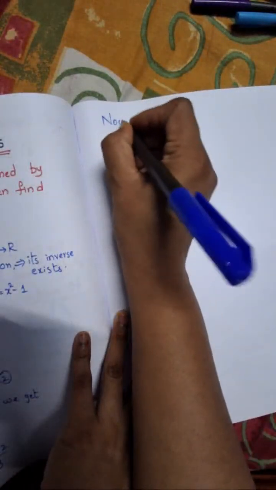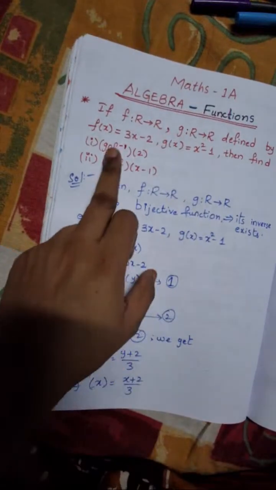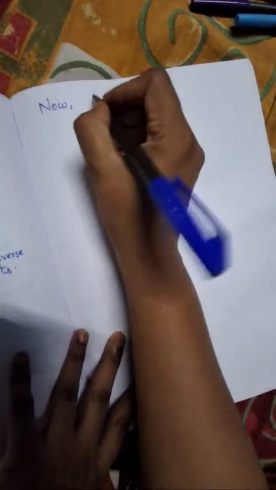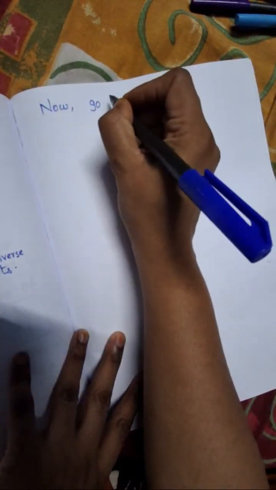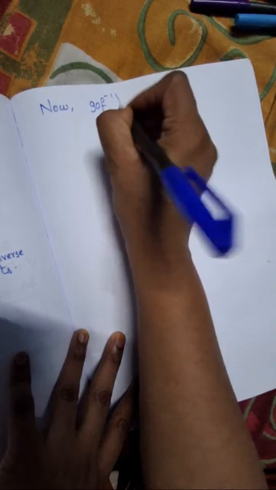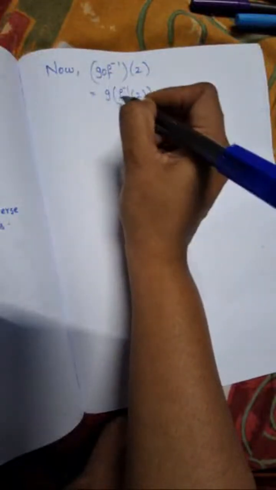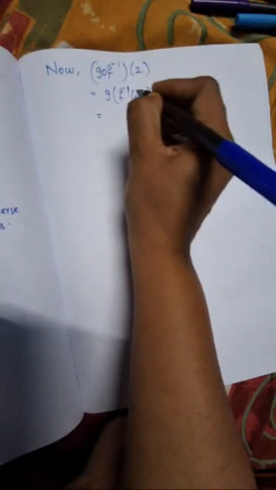Now we have to find what in the question? G circle f inverse of 2. Write down this one. Okay children, G circle f inverse of 2. We can write it as G of f inverse of 2. Expand this, taking the circle as a bracket.